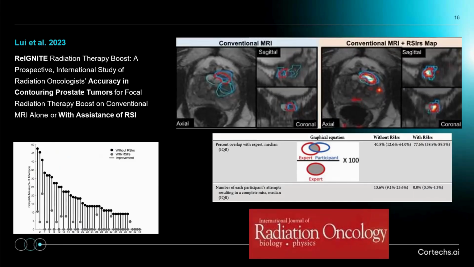Radiation oncologists also struggle with accurately delineating visible prostate cancer tumors on conventional MRI. In this multi-institutional international prospective study, it was hypothesized that radiation oncologists would find accurately delineating prostate cancer tumors on conventional MRI challenging, and that using restriction spectrum imaging maps would improve radiation oncologists' accuracy for prostate cancer tumor delineation. And what they found was that RSI maps improved all contour accuracy metrics, improving radiation oncologists' ability to target MRI visible tumors for prostate tumor boost.